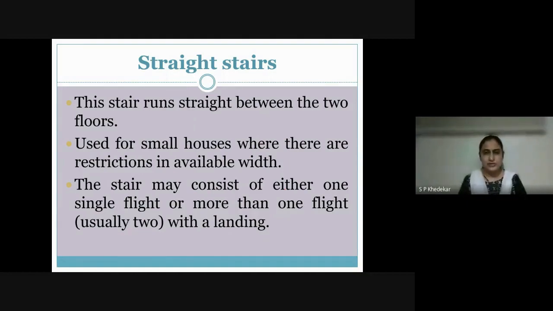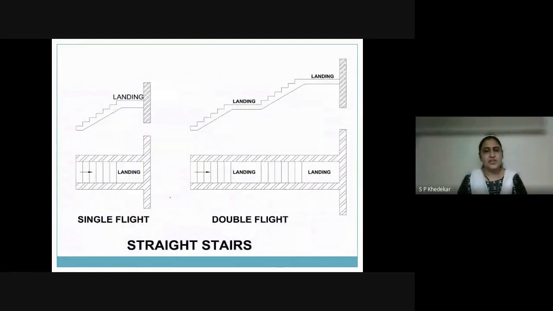So we can see over here, this is the plan and this is the section of the straight staircase. This is having a single flight. So you can see over here, this is a single flight and then there is a landing. This is the double flight. This is the first flight, then there is a landing, and then there is again a flight. So it is continuous. It is not changing its direction. It is running straight from one floor to another floor. Hence, it is called a straight stair.